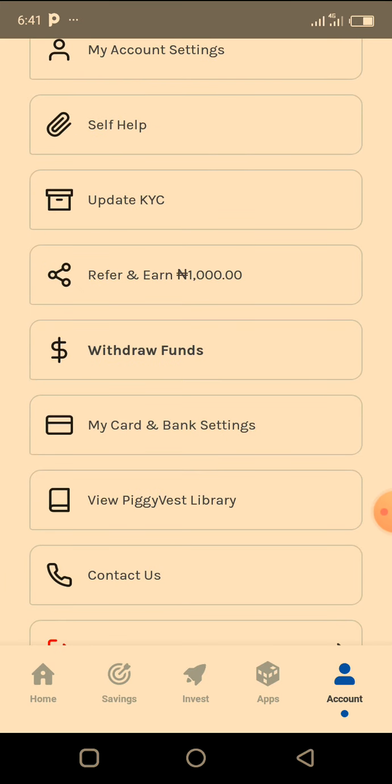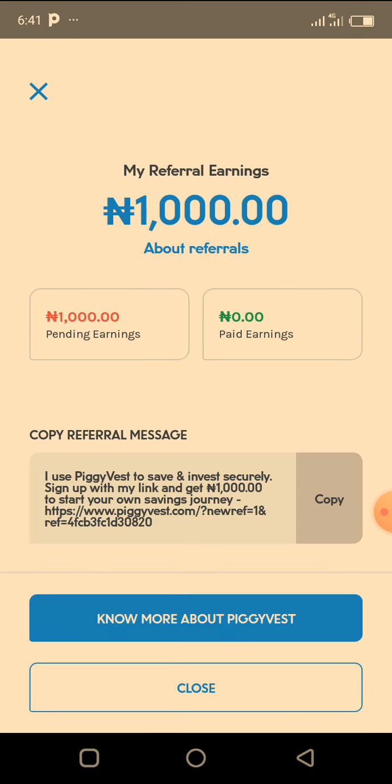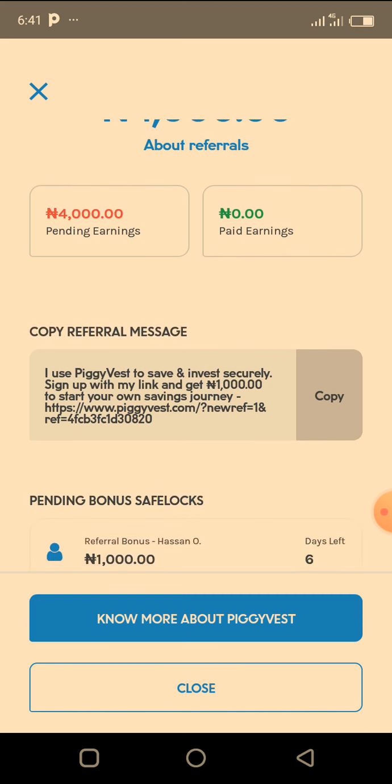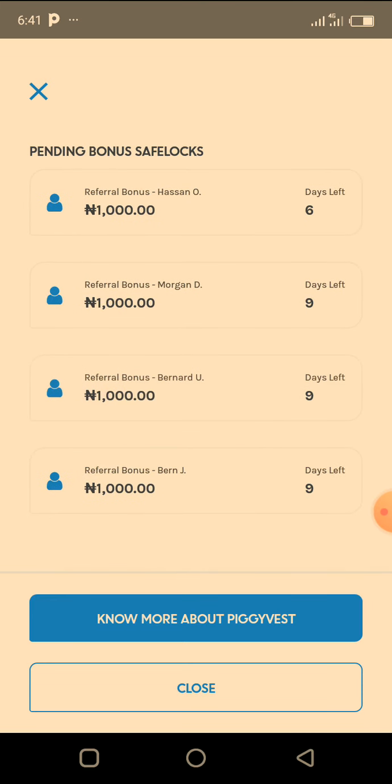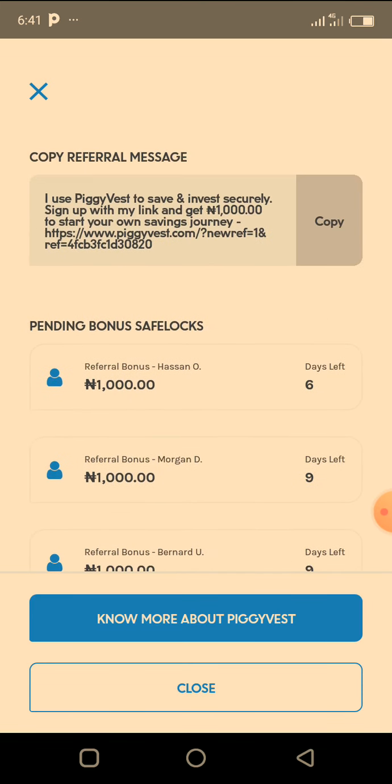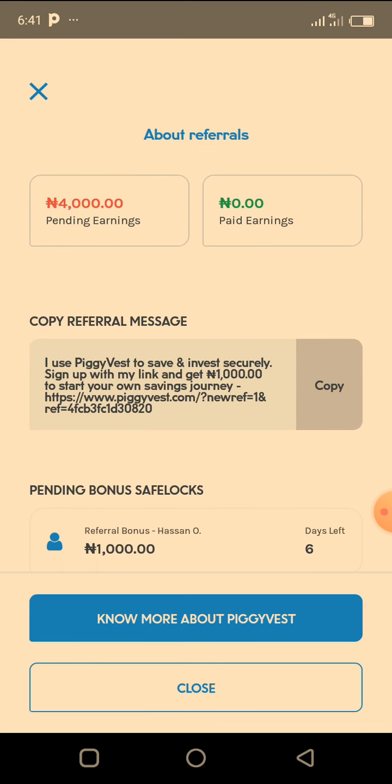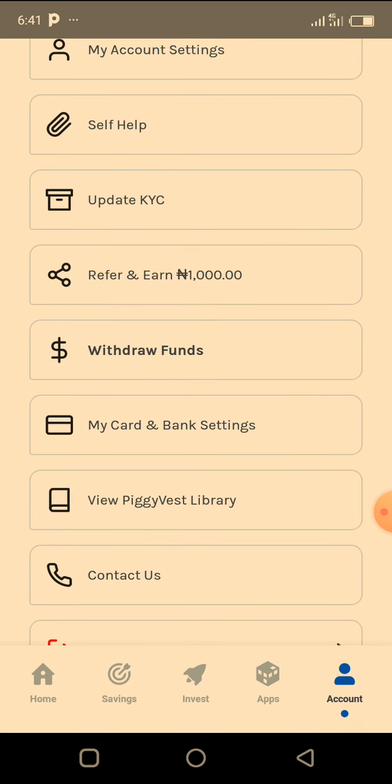So now the idea is where you copy your referral link. It says share and earn. You understand? For this, you can copy your referral link here. For everybody you share with, you are going to be paid 1,000 naira. So you copy this link and share with your friends. You share with people. As everybody you refer, you're going to get 1,000 naira.